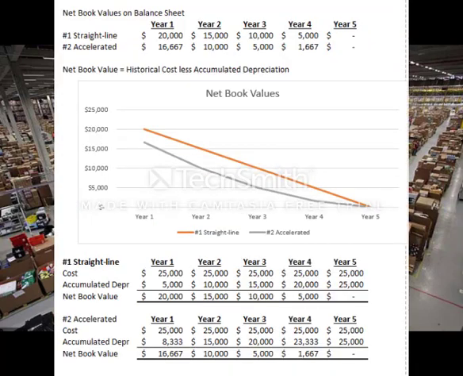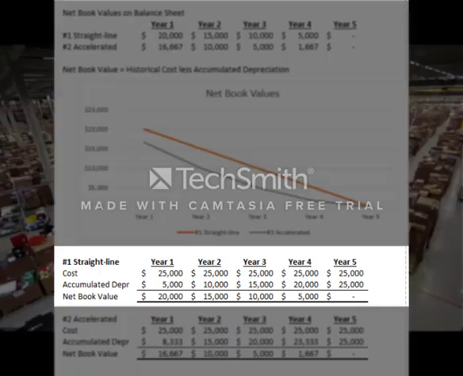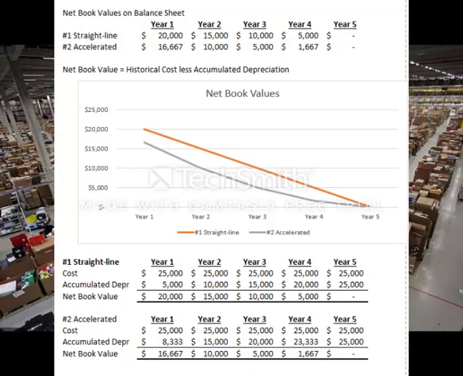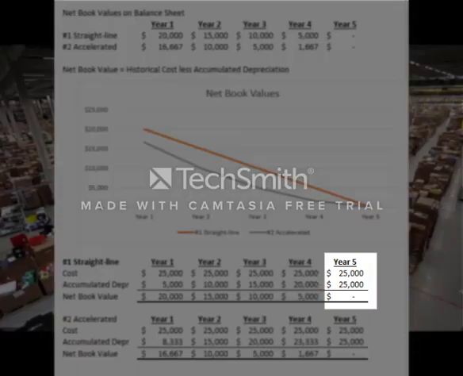On this screen, we're going to go over the balance sheet values of this forklift. In example number 1, the straight line, you'll see at the bottom there, the cost is $25,000 per year, the same over the entire period of time. The accumulated depreciation starts at $5,000. It grows evenly each year by $5,000 up until year 5, where the net book value is 0.